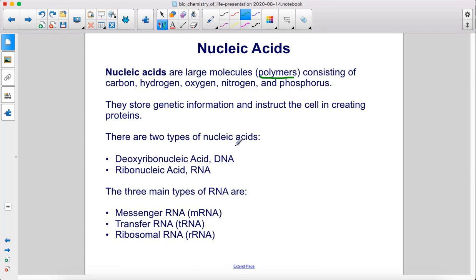There are two types of nucleic acids: deoxyribonucleic acid, which is DNA, and ribonucleic acid, RNA. The three main types of RNA are messenger RNA, or mRNA, transfer RNA, or tRNA, and ribosomal RNA, or rRNA.